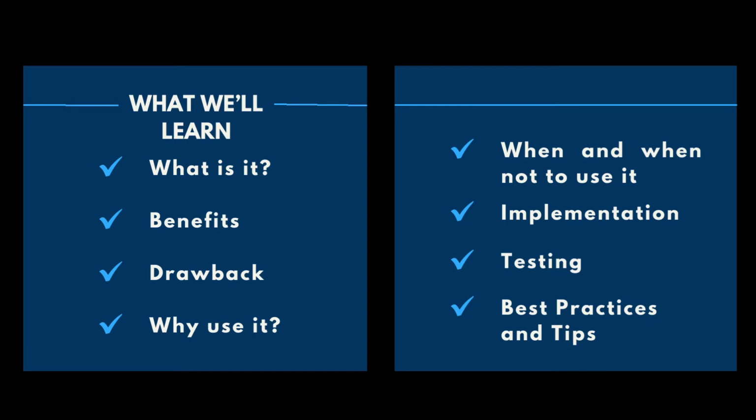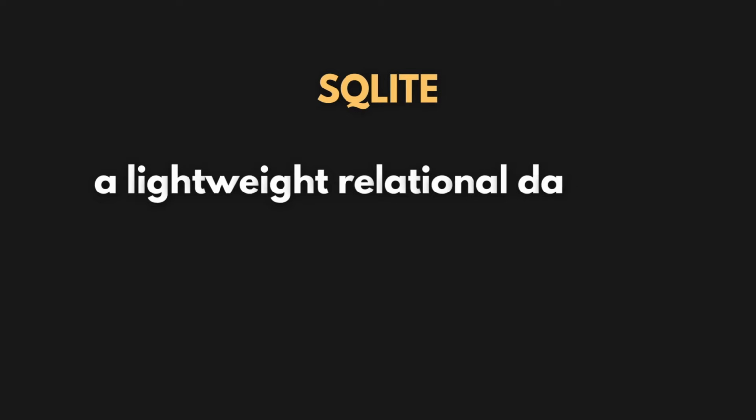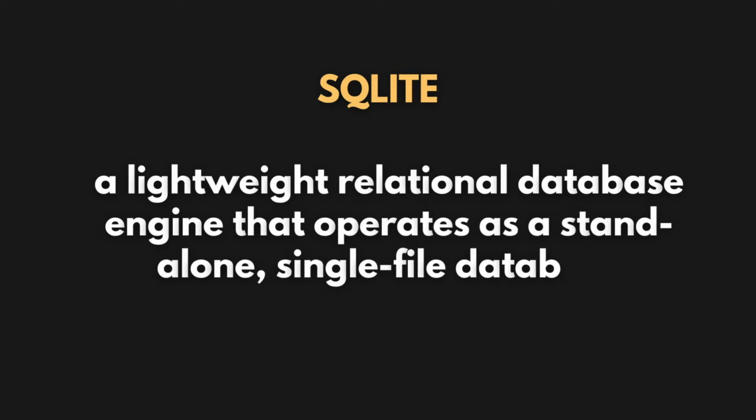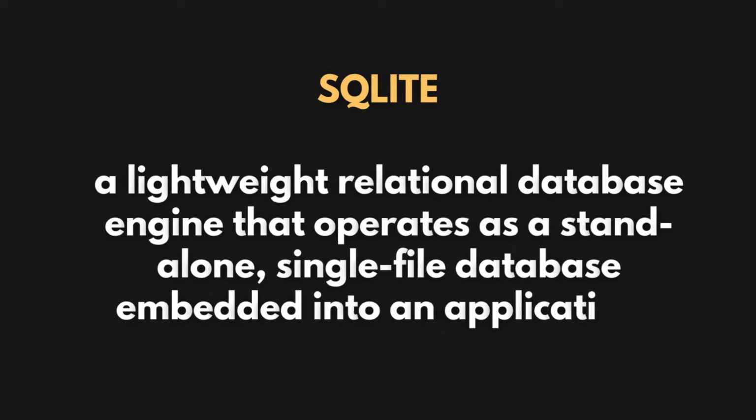So what is SQLite? SQLite is a lightweight relational database engine that operates as a standalone single file database embedded into an application. It is used to manage structured data in applications. That means data is organized in tables where each table consists of rows and columns. Android stores the SQLite database in your app's private folder. On Android, it's typically data, the root, then databases, and on iOS, it's a documents directory. Your data is secure because by default, this area is not accessible to other apps or the user.